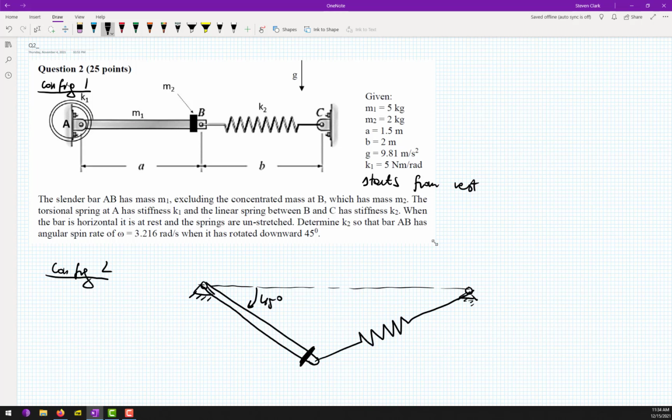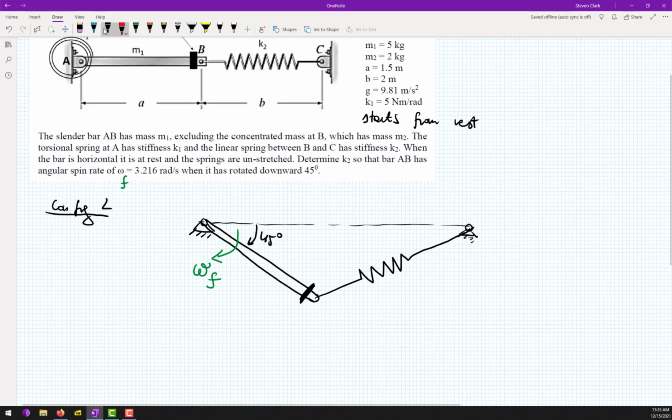Omega final. Okay, so how would you solve that problem? Kinetics, work energy method, or momentum method? Work energy, I heard somebody saying. I didn't hear anybody, to be honest. But anyway, this will be the work energy method, okay?